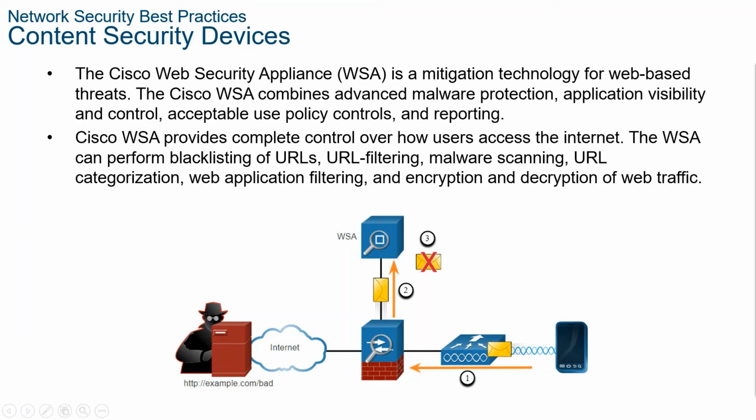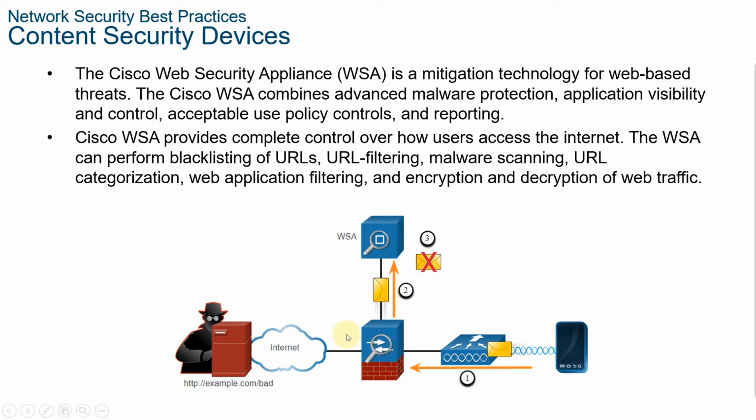Certain features and applications such as chat, messaging, video, and audio can be allowed, restricted with time and bandwidth limits, or blocked according to the organization's requirements. The WSA can perform blacklisting. That includes URL filtering, malware scanning, URL categorization, web application filtering, and encryption and decryption of the web traffic.